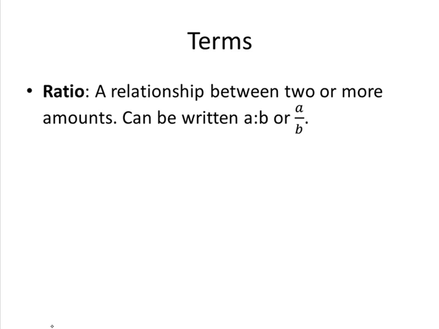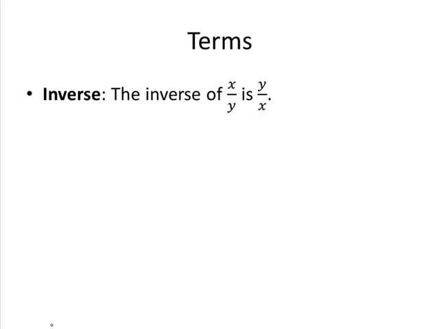A ratio is basically also a fraction. It's a relationship between two or more amounts. It can be written in the form that we used with a fraction, or it can be written as something is to something else. Inverse means kind of upside down. So the inverse of x over y is y over x. Notice how we flipped the fraction around to make the inverse.